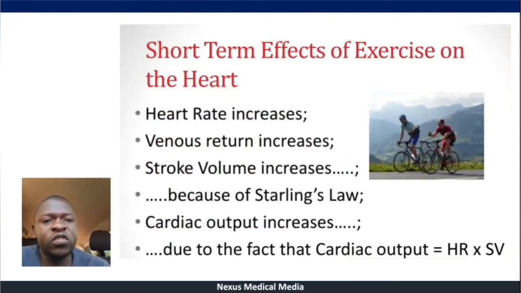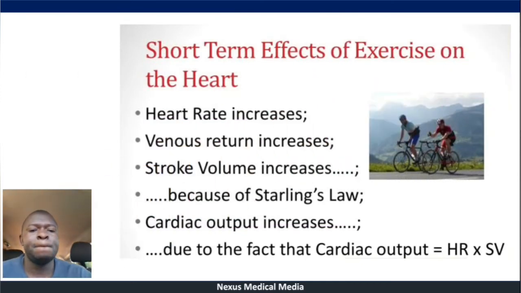Next, I would like to tell you about the effects of exercise on the heart in general. So short-term effects first: increase in heart rate, increase in venous return, and increase in stroke volume because of the Starling law. Starling law, Google it, and tell me what it means, because if I tell you everything, you won't be able to learn on your own. So Google these buzzwords, they will help you.